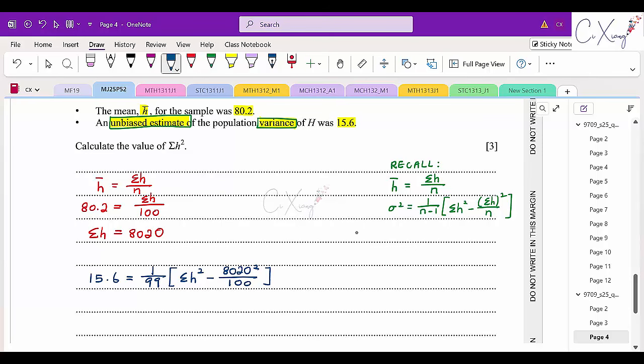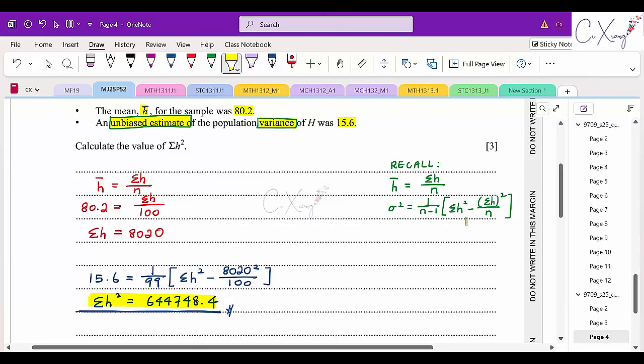For this step, you just need to be very careful. Try to move the numbers to the other side slowly, one by one. Very easily, you will get the summation of H squared, and it should equal a big value, 644,748.4. So this question is quite straightforward if you know the correct formula to apply. And this is how we solve this question.